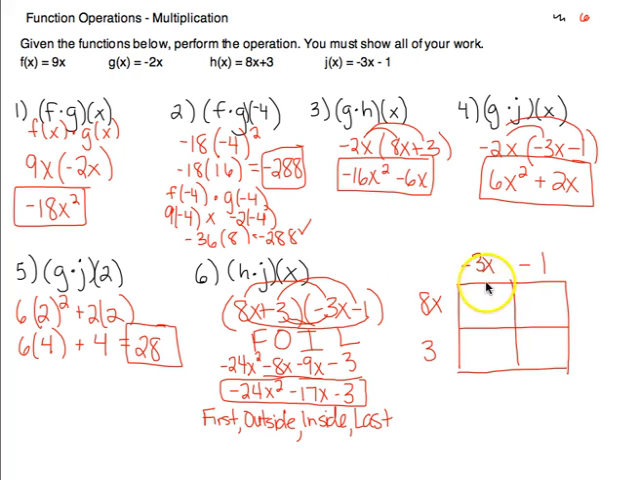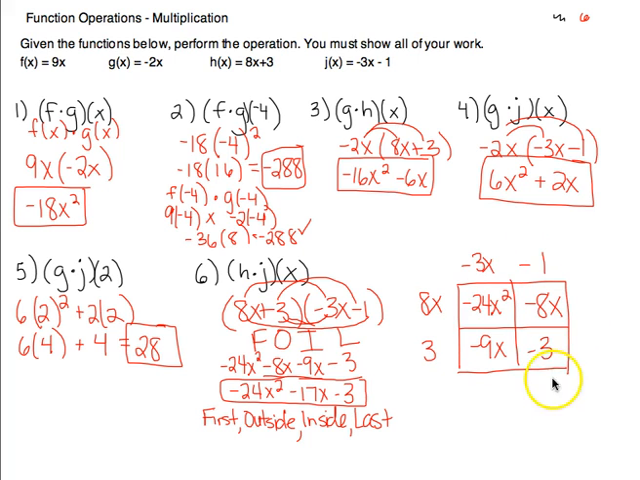And so then all you do is each box, you take the heading of the row times the heading of the column. So 8x times negative 3x, so negative 24x squared. This box should be 8x times negative 1, which is negative 8x. This one, 3 times negative 3x, which is negative 9x. And then 3 times negative 1, which is negative 3.